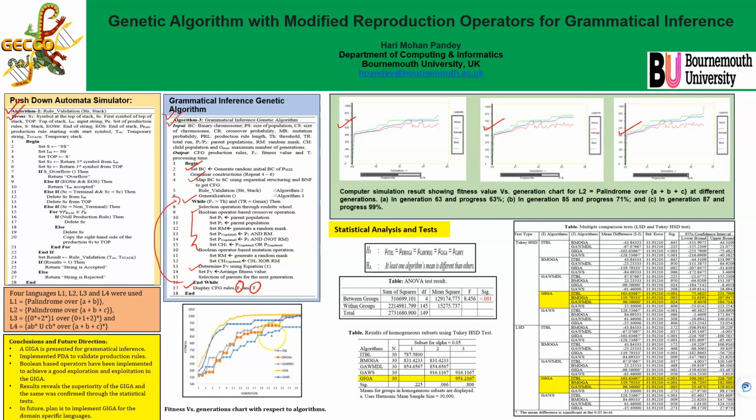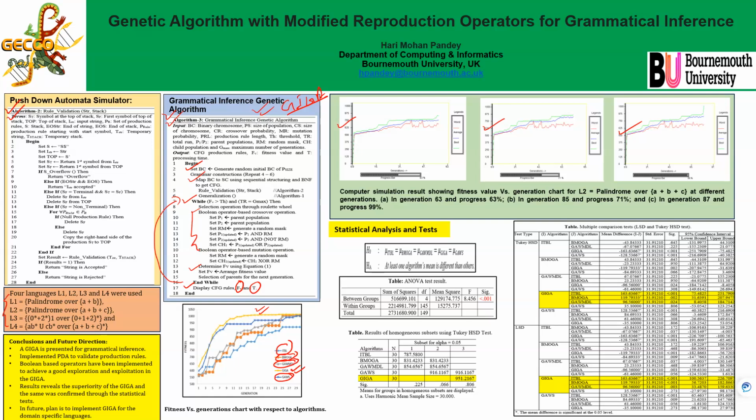And we compared our algorithm with other algorithms like ITBL, BMOGA, the bit mask oriented genetic algorithm, the genetic algorithm with minimum description length principle. This is our algorithm, and the GAWS algorithm. And these results reveal that our proposed algorithm, the GIGA algorithm, showed a better result as compared to any other algorithm on all the 4 languages we used for our experiment.